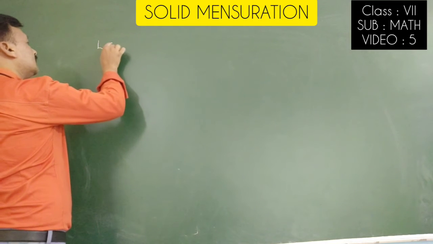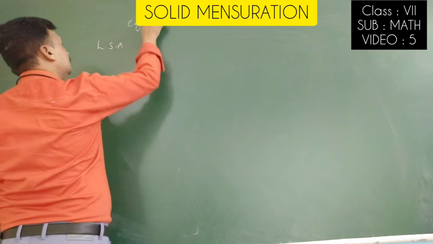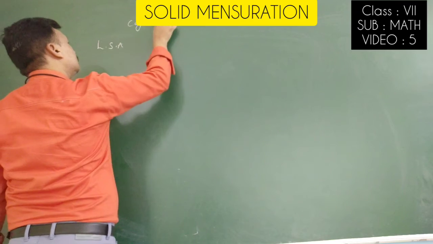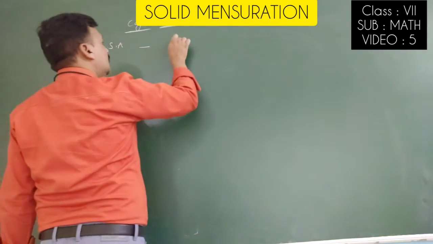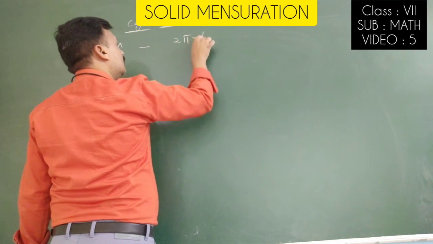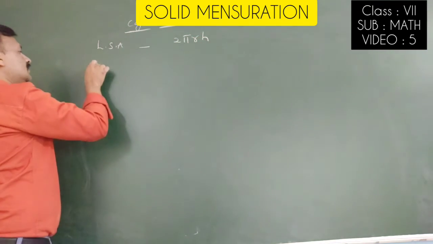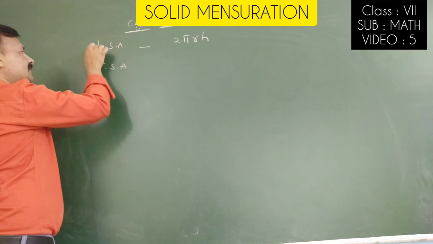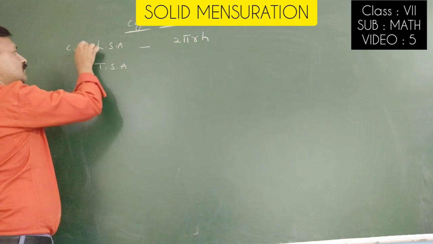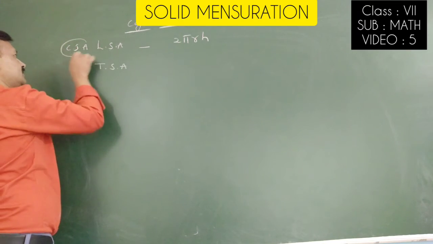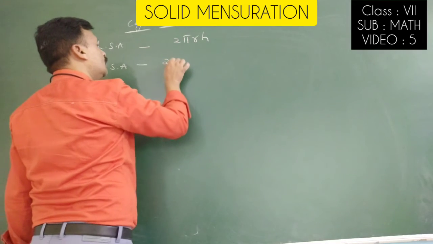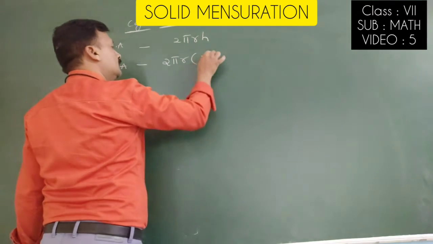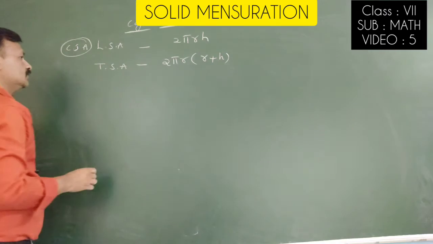Now, for a cylinder I am writing: LSA, lateral surface area, is 2 pi r h. Then total surface area. Here lateral surface area is nothing but the CSA. Don't confuse, that's why I wrote lateral surface area. CSA means curved surface area. Here total surface area is 2 pi r of r plus h, or h plus r. Both are correct.